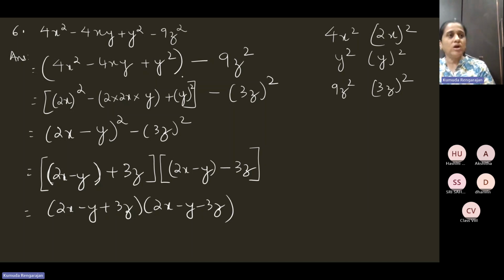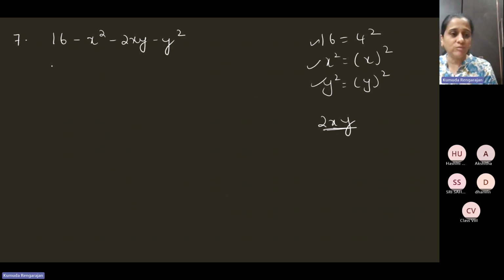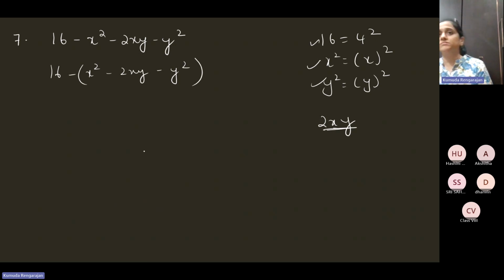The bracket did not change the signs of the terms. But see what will happen here. Supposing I write this like this, and I simply put a bracket like this. You cannot put a bracket here, then it will become multiplication. Then you're changing the meaning of the expression. This is 16 into minus x square minus 2xy minus y square.